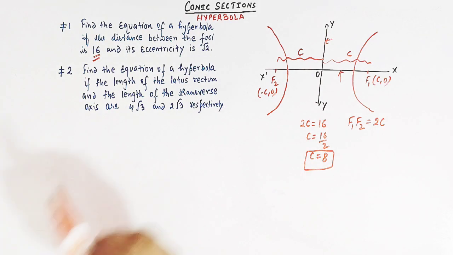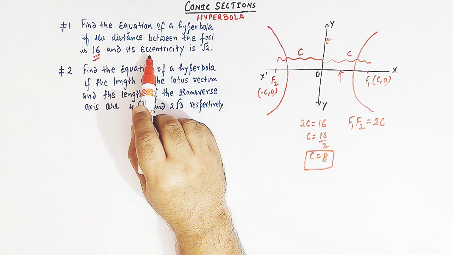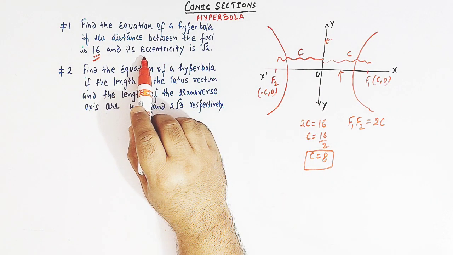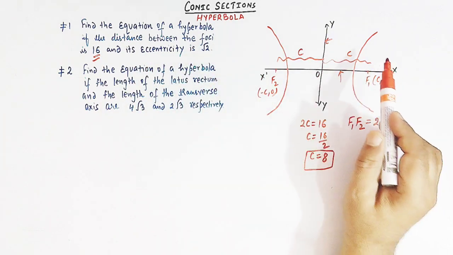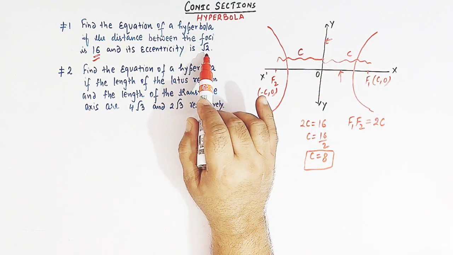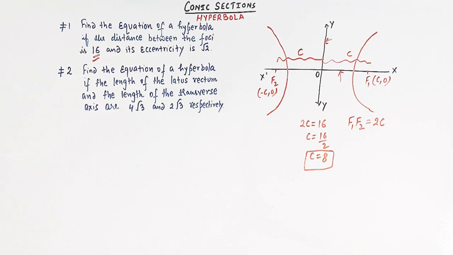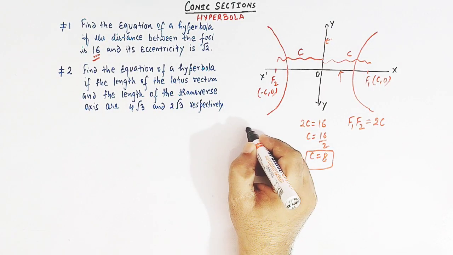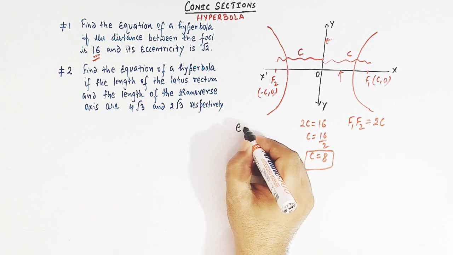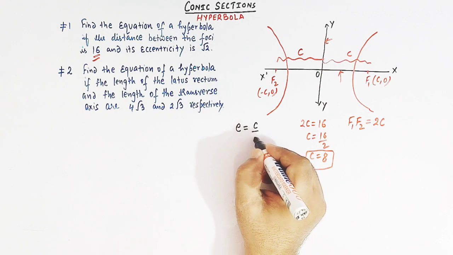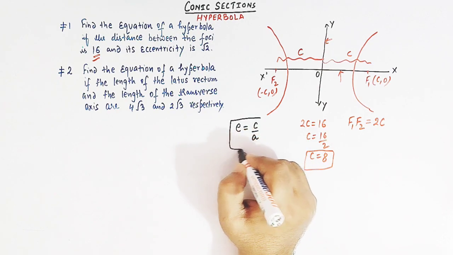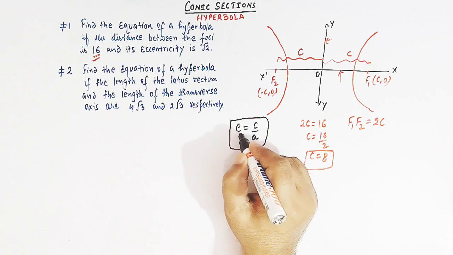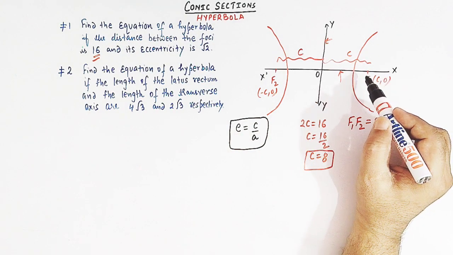Okay, now let us make use of the second condition. So here we are given the eccentricity of this hyperbola is square root of 2, right? So now we know that the eccentricity is defined as e is equal to c over a, right? So this is the definition of eccentricity of hyperbola, right?